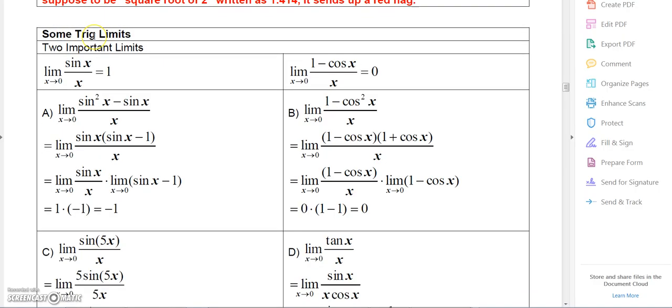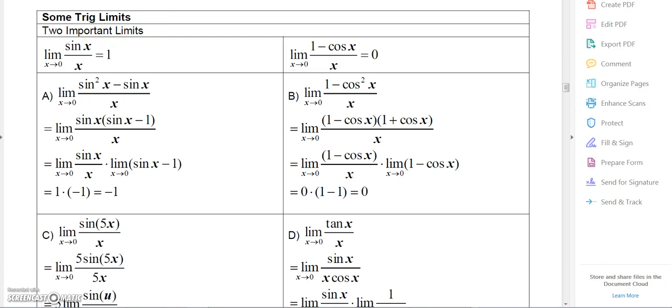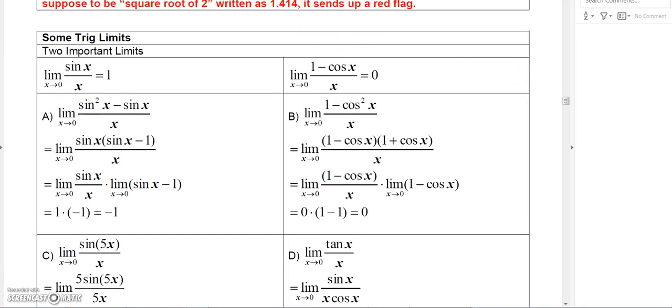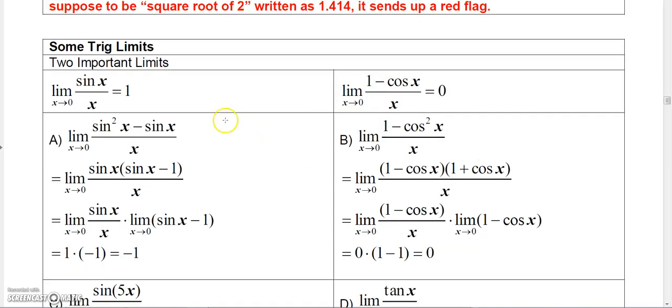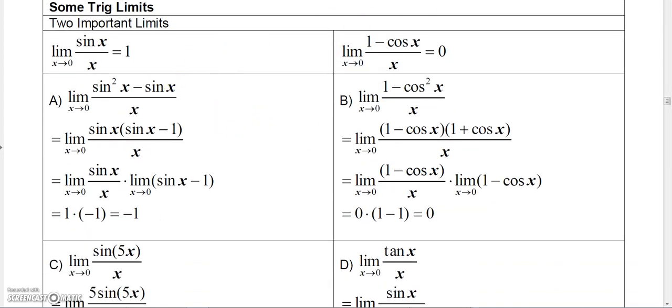I'm going to wrap this up with some trig limits. So again, if you're in Calculus 1, you probably need this, but otherwise you probably don't need it. First of all, let me just show you two important trig limits that you can just put into your arsenal.